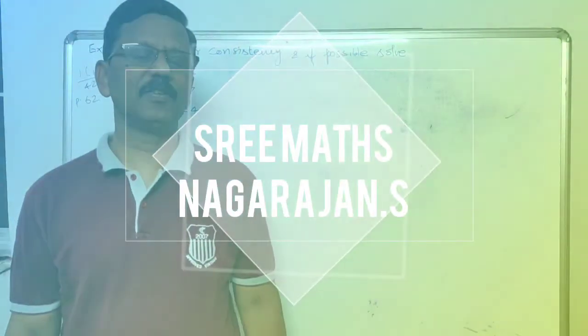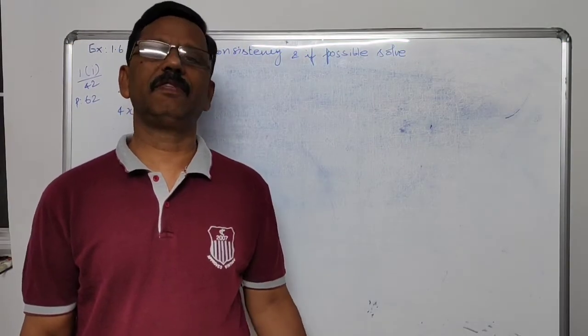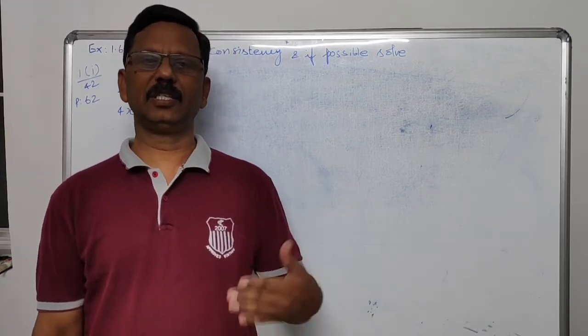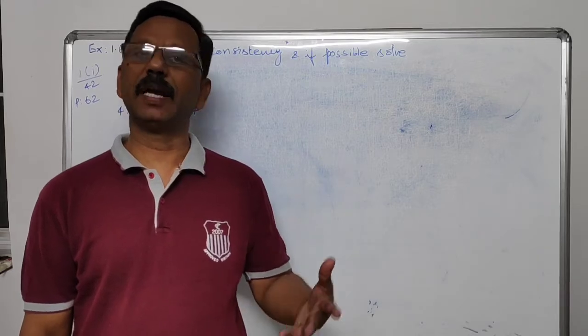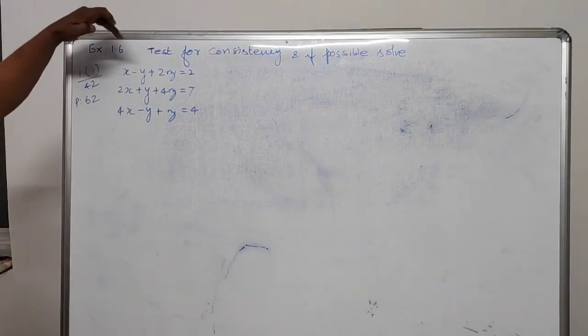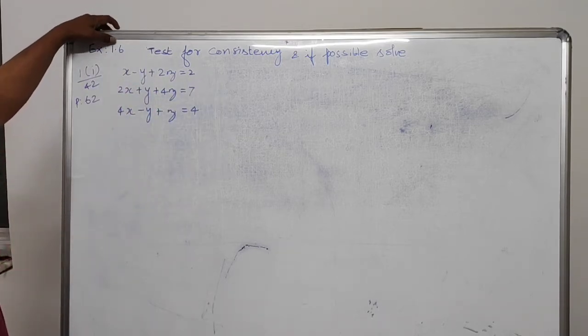In the last class, we have seen what we mean by consistency and how to check the consistency for the system of linear equations. If it is consistent, whether it has a unique solution or many solutions. For these things, we have seen some conditions in table form. Now we can find the solution for the system of equations given in exercise 1.6.